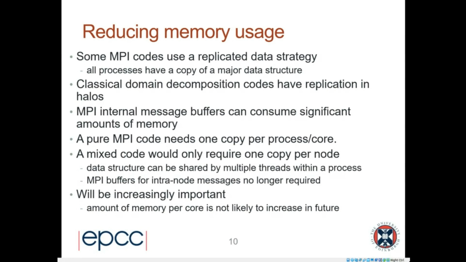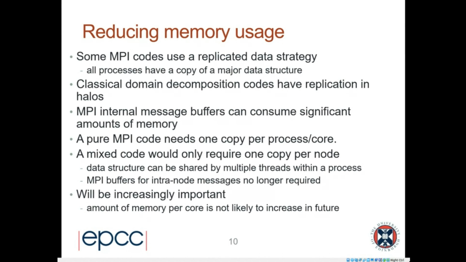You may say, well, I don't have any replicated data in my program. Well, you probably do, because the classical approach to domain decomposition is effectively that the halo data is replicated. You have a copy in your halo of your neighbor's boundary data. You may think, well, the halo is just a boundary region, it's not that big, but actually it can take up a surprising amount of memory. Also, MPI internal message buffers can consume significant amounts of memory. If I run MPI in the standard way on ARCHER2, I have 128 copies of the MPI library per node. The MPI library itself uses memory.